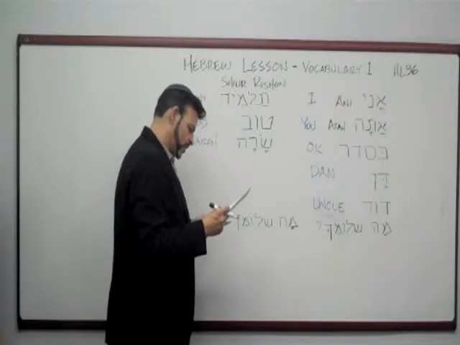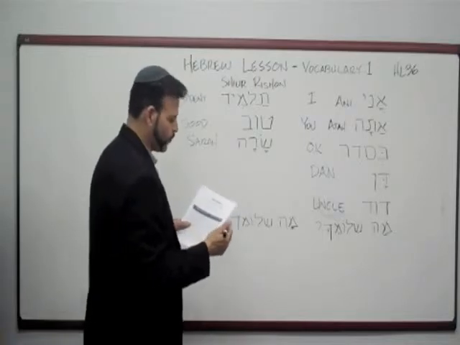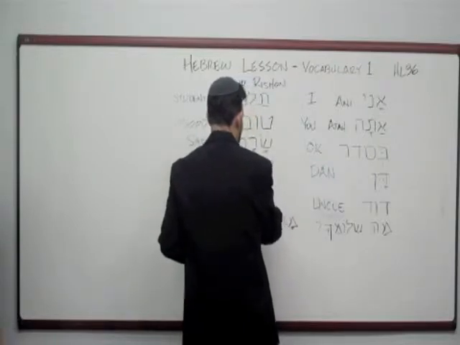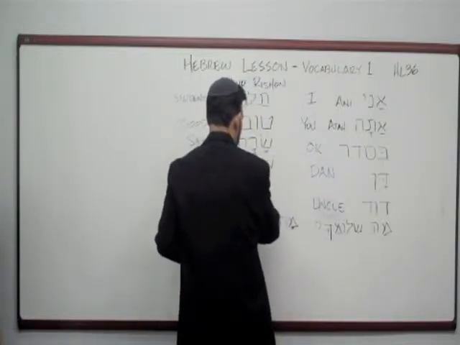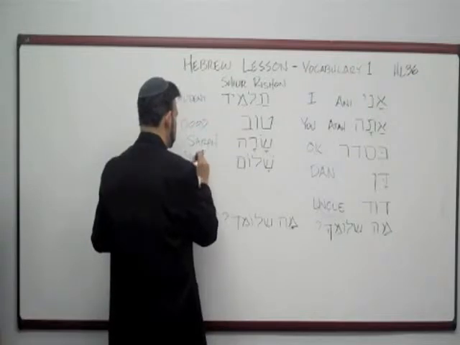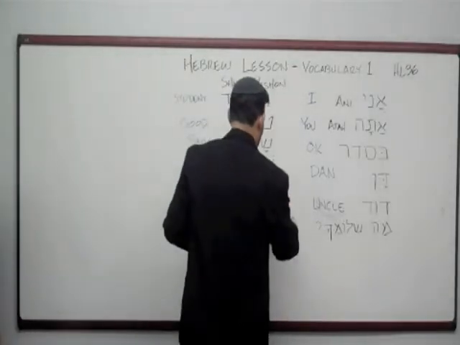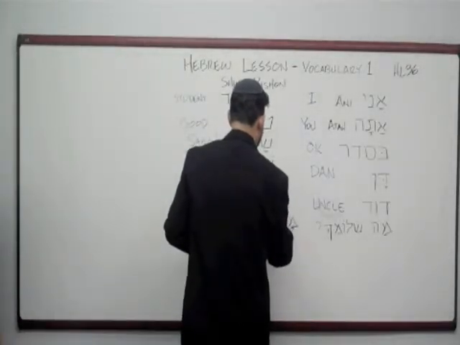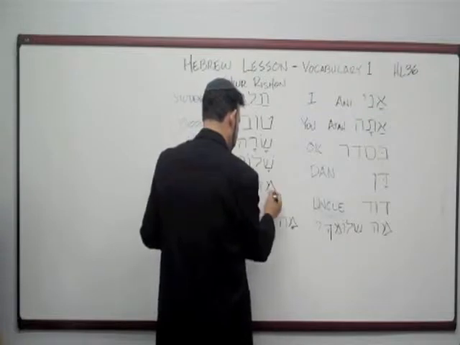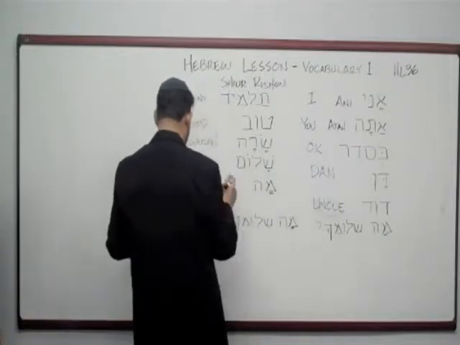Now, we see that the word that we get the statement Ma Shalomcha comes from this word here, also spelled with the letter Sheen, but with the dot on the right. And this word is a word for peace. What is this word? Shalom. Shalom. Okay, and then we have the question here, ma, and that is what?